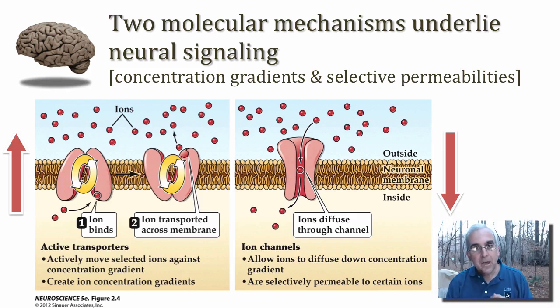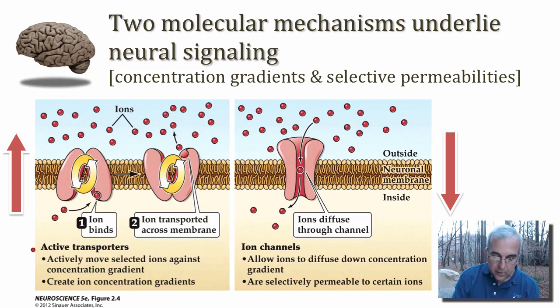And they are the establishment of a concentration gradient of a permeant ion, and then the flow of that ion down its concentration gradient through some kind of mechanism that allows for permeability through the plasma membrane. So these two mechanisms map roughly onto two different kinds of proteins that are found in the neuronal plasma membrane. On the left-hand side of this figure, we see the mechanism for generating ion gradients.